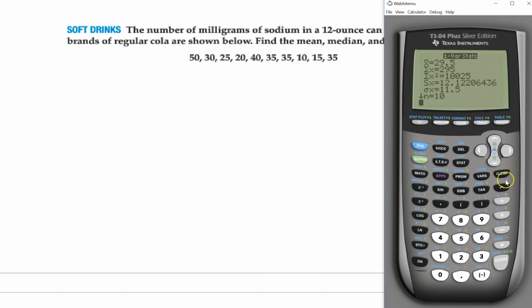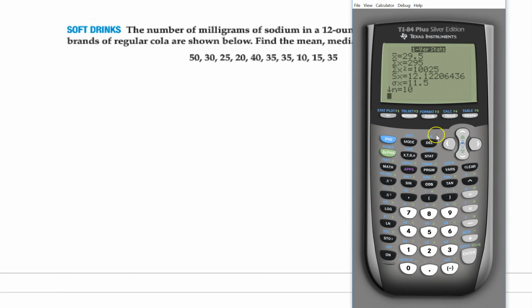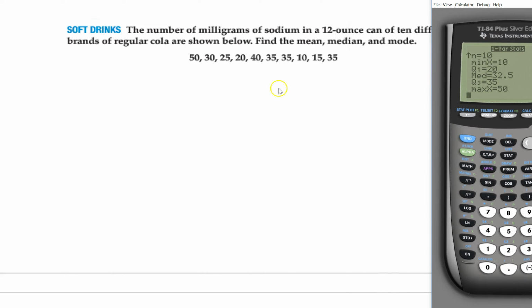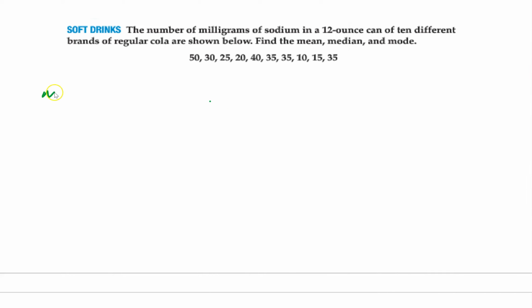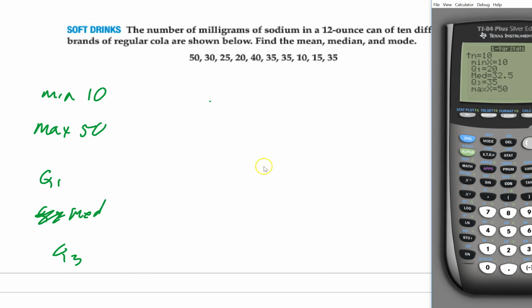And we go to calculate, we're gonna hit that. Now again, all I want is a 5-number summary. We don't need the mean, we're just gonna find the 5-number summary. Scroll down to the bottom right here. And this is all we really need. Right, we have the min 10, we have the max 50, Q1, Q2. Let me write it down. Min is 10, max is 50. Put Q1, Q2, which is the median. There's a Q2, so it's the median. Q3. My values are 20, 32.5, and 35.